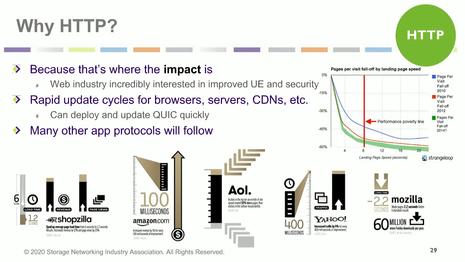Why do we want to do HTTP as our first workload? It's where the impact is. I think this is clear, right? The web traffic and web apps and RESTful things, even if they're not carrying web objects, it's where it's at. And the web industry is incredibly interested in improving the user experience and improving security, right? It directly translates into dollars for them. So we're going to get a lot of interest here. And there's rapid update cycles for browsers, for servers, for CDNs, and so on. So we can actually deploy and update QUIC very quickly and really make it a lot better.